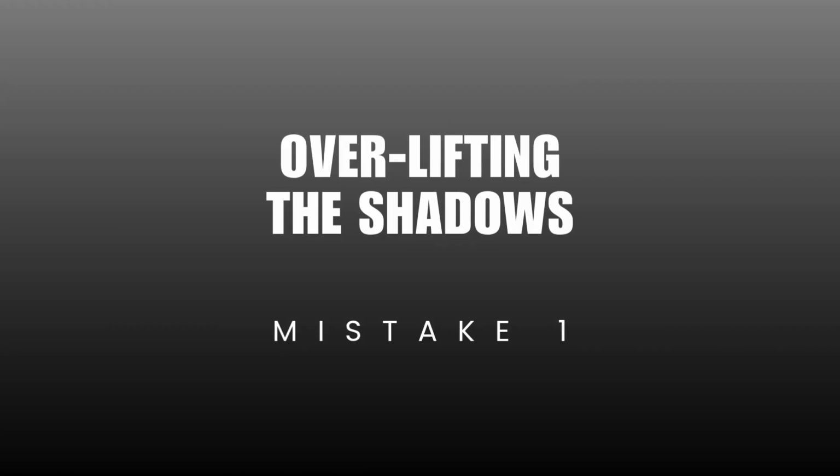So our first mistake is really simple. You're using the shadow slider as a crutch. Here's a scenario most of us know. You have a beautiful landscape photo, great sky, interesting foreground, but the foreground's maybe a little too dark. So what do you do? You drag the shadow slider up. The foreground brightens, and you now see the detail. Is the problem solved? Well, maybe not quite.